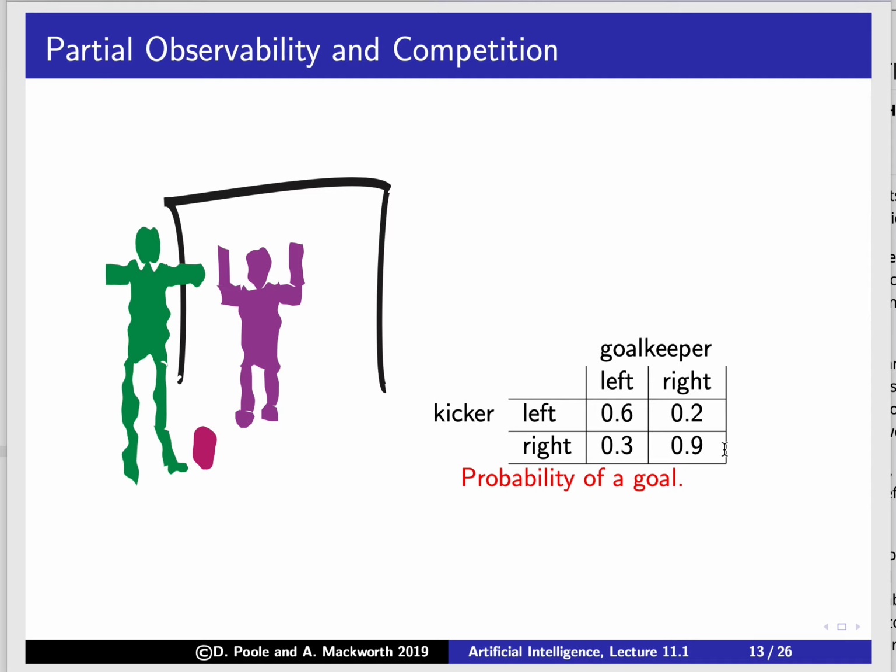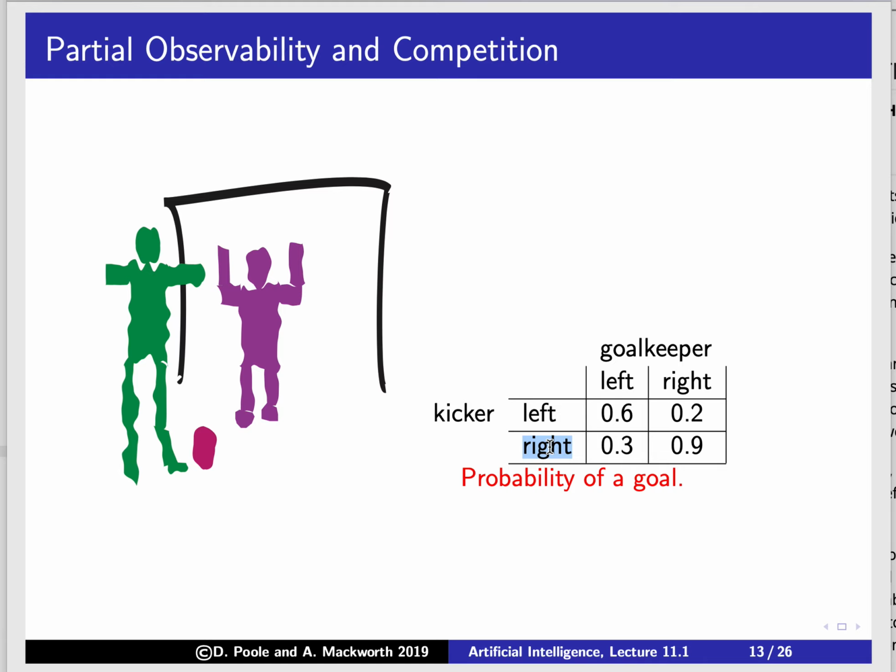Alright, so let's try and work out what each agent should do here. The kicker looks at these numbers and says, it seems like right is better, because 0.9 is better than 0.6 and 0.3. The kicker is trying to maximize, so the kicker is going to say, let's go right. The goalkeeper thinks, they're going to go right, so I want to go left. Then the kicker says, they're going to go left, so I'm going to go left. And the goalkeeper says, if they're going to go left, then I want to minimize, so I should go right. Then the kicker says, if they're going to go right, I should go right, and we're all back to where we started, and we end up with a cycle.